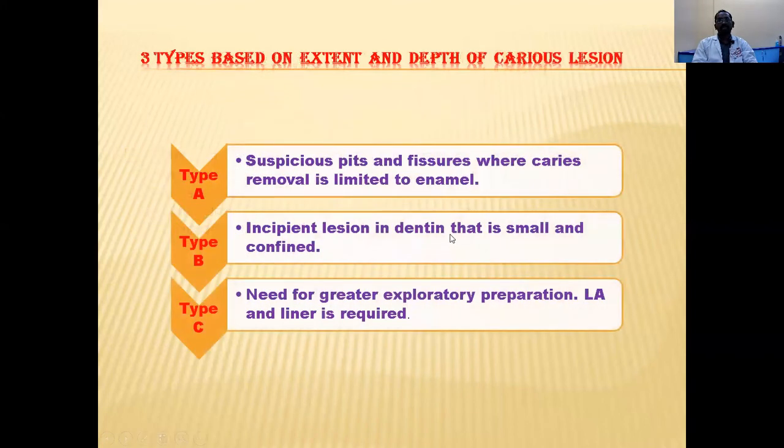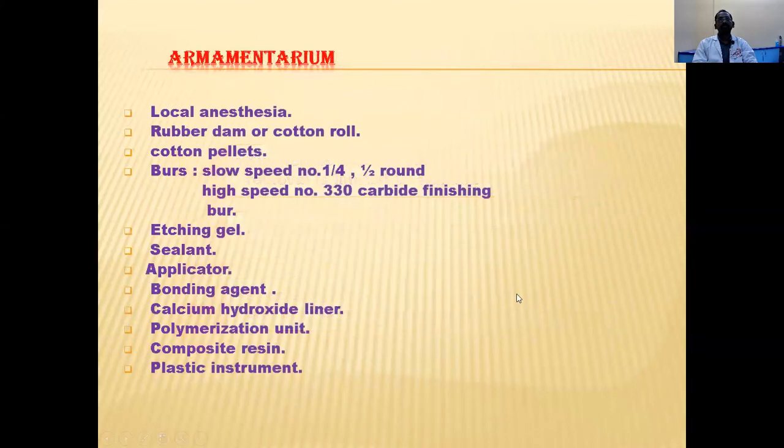There are three types based on the extent of depth. Type A is suspicious pits and fissures where caries removal is limited to enamel. Type B is an incipient lesion which involves the dentin, small and confined. Type C needs greater exploratory preparation, and LA is required. The main difference between normal pit and fissure sealing and preventive resin restoration is that we need local anesthesia and preparation with a round burr is necessary to remove the caries.